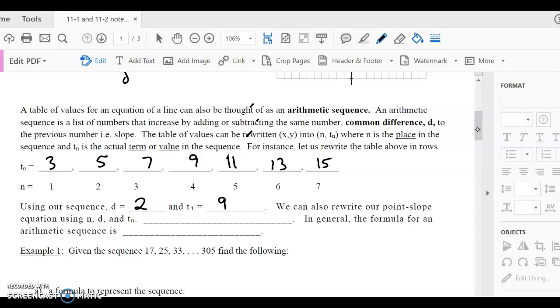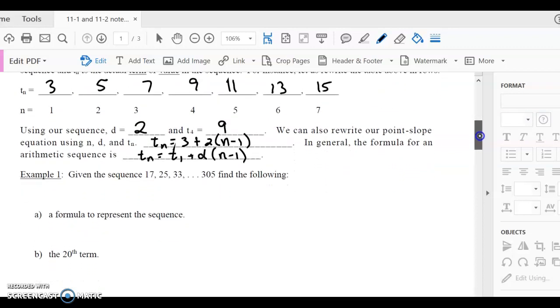We can also rewrite our point-slope equation using n, d, and t sub n. So if we take out y, we can put in t sub n equals 3 plus 2 times n minus 1. In general, the formula for an arithmetic sequence is t sub n equals t sub 1 plus d times n minus 1. In a little while, I'm going to show you a very simple way to do it as well.